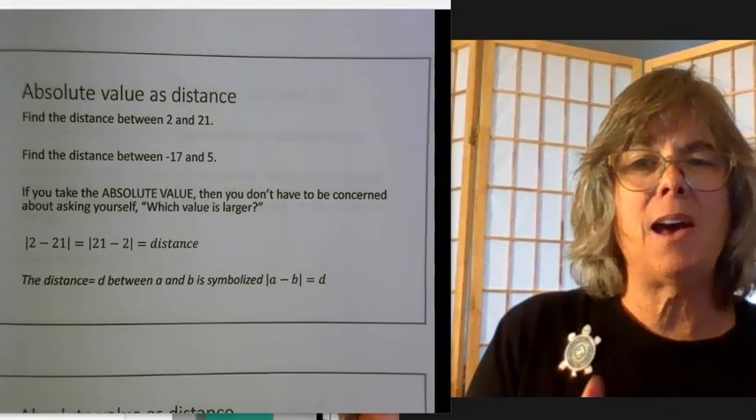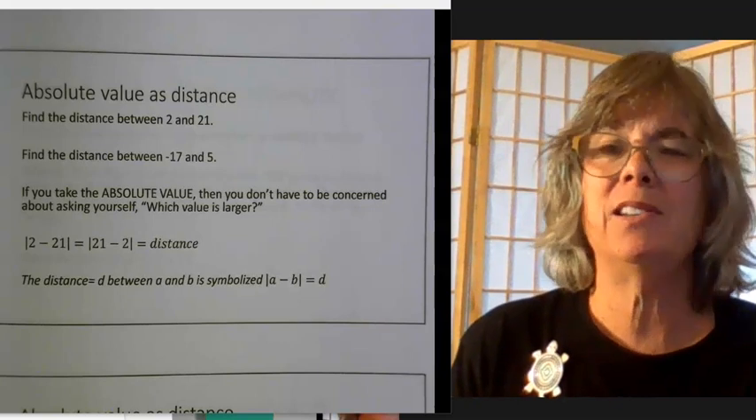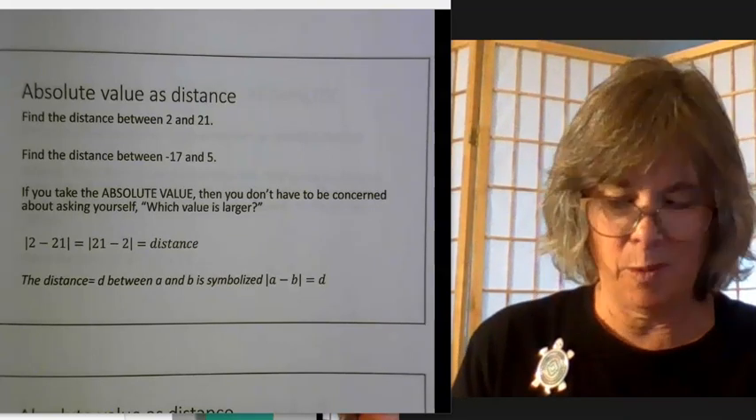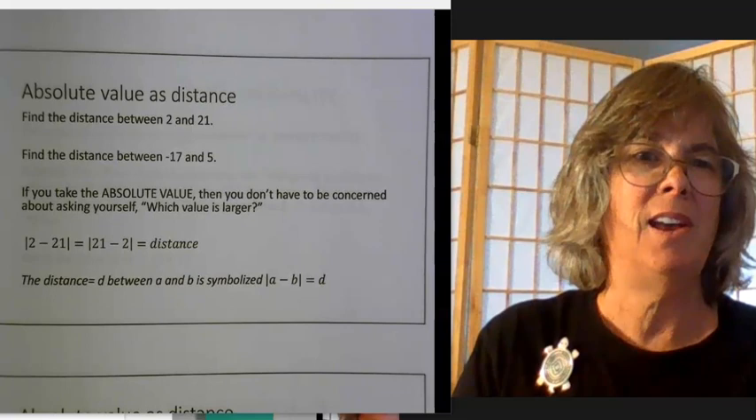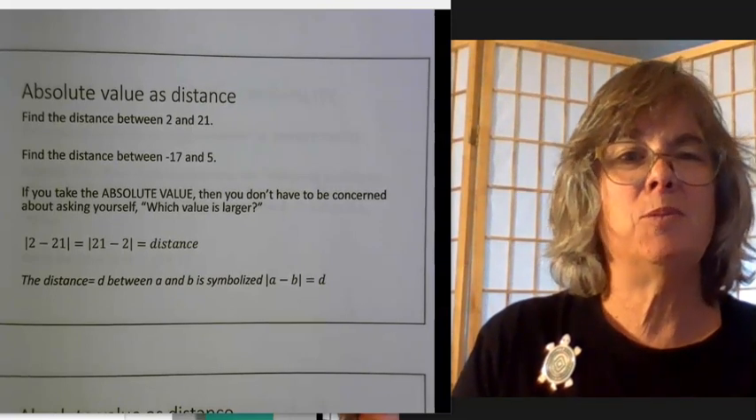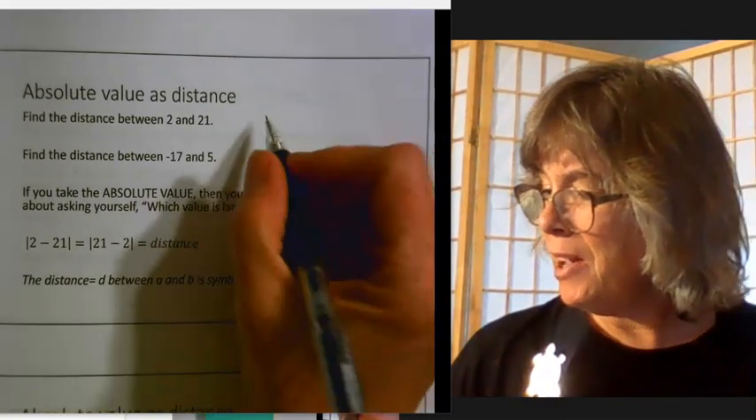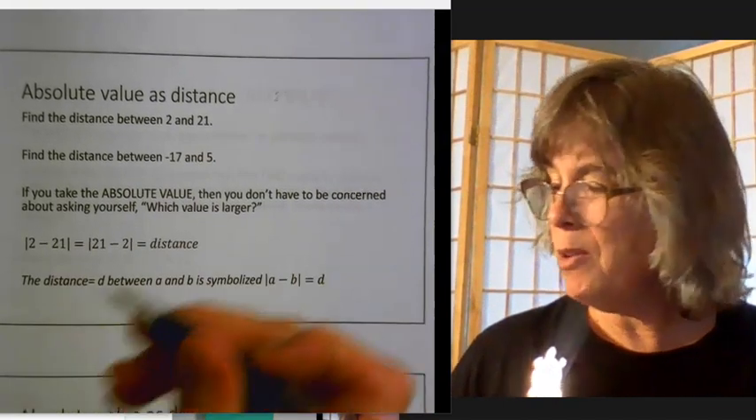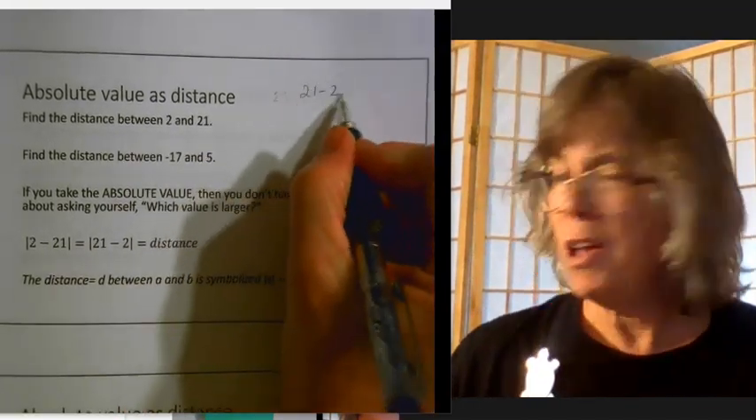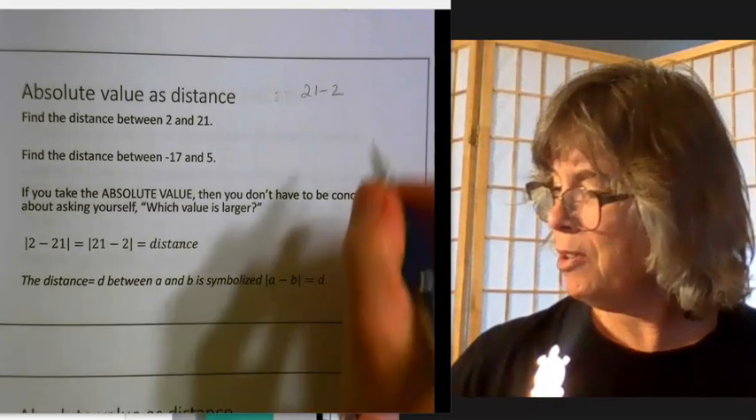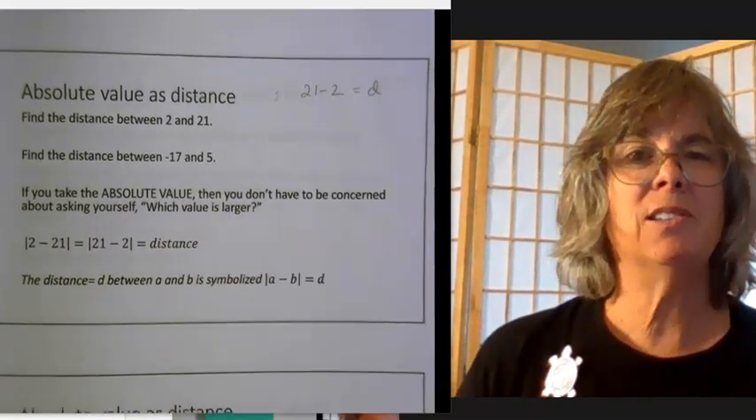No, really, absolute value is a distance. Some people like to think of it as a distance from zero, but we can look at it as a distance between 2 points. Like if I'm going to find the distance between 2 and 21, you might say 21 minus 2. Well, what if you don't know which number is larger?